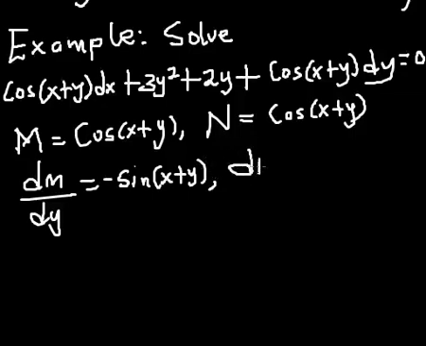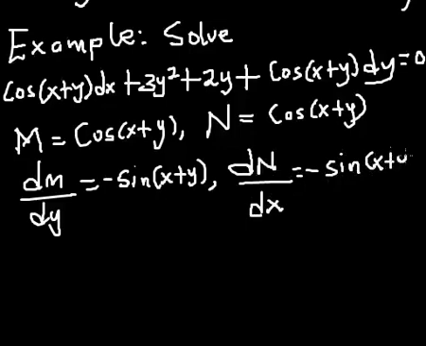So this is going to be the derivative of n with respect to x. If I differentiate n with respect to x, I will have the same thing, which is going to be minus sin(x + y). All right, so now as you can see, the derivative of m with respect to y is equal to the derivative of n with respect to x.